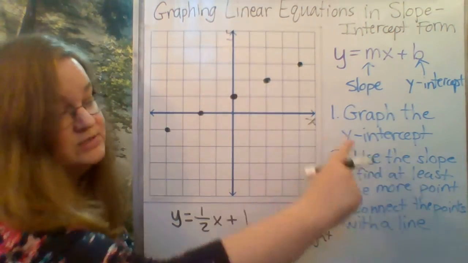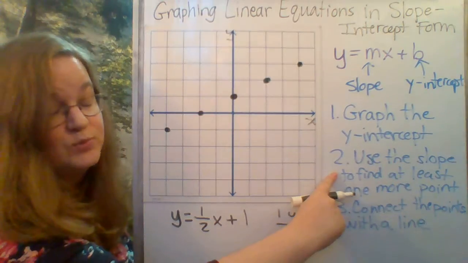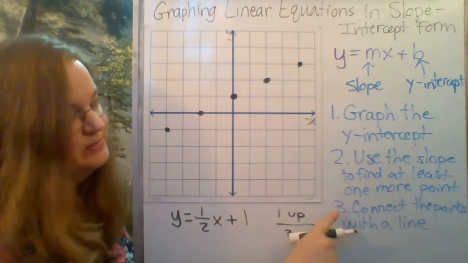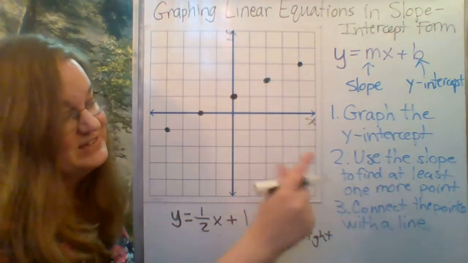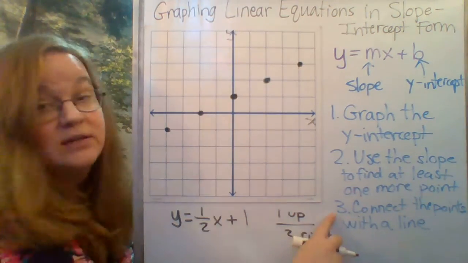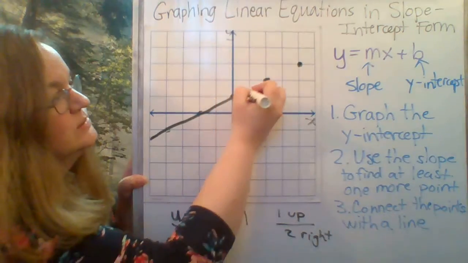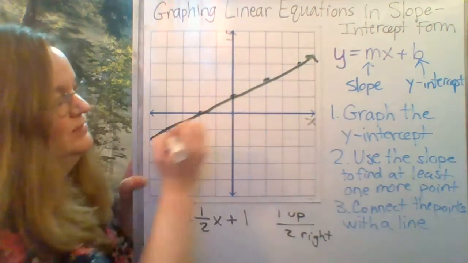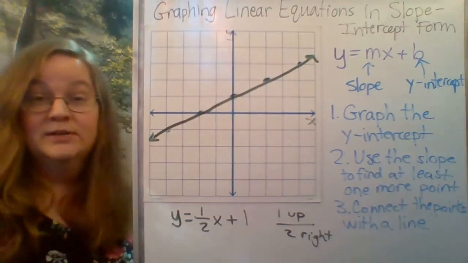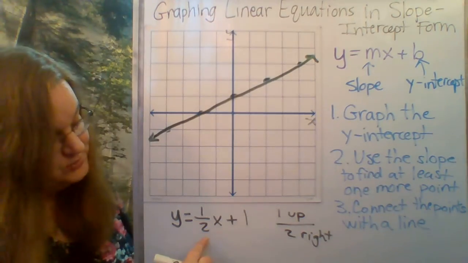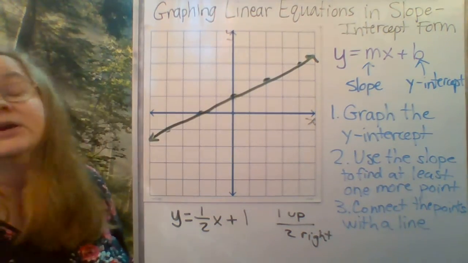So I graph the y-intercept, use the slope to find at least one more point, because 2 points determine a line, but it's easier when you're drawing it to have more than 2, and then connect the points with a line. It's usually easier with a ruler, but close enough. Just graphed y equals 1/2 x plus 1.